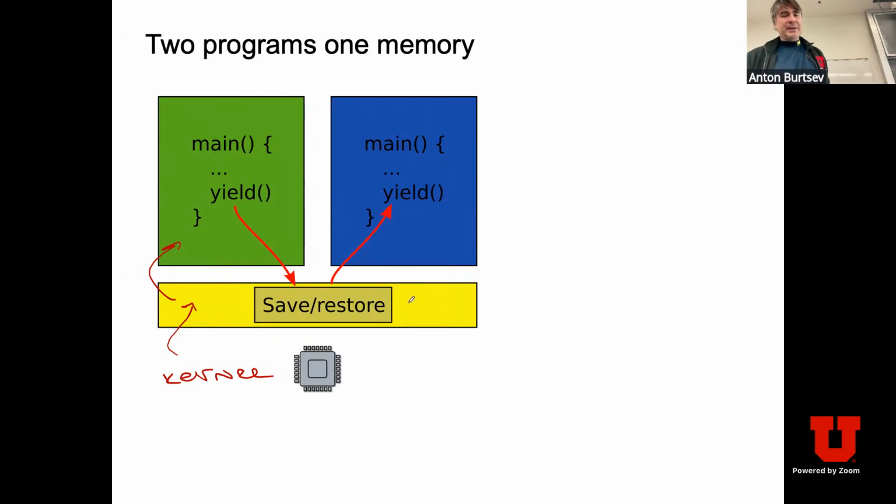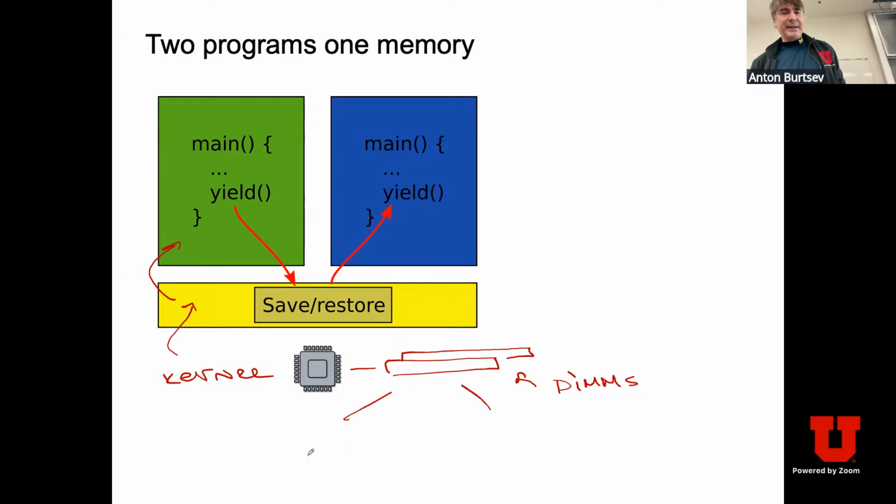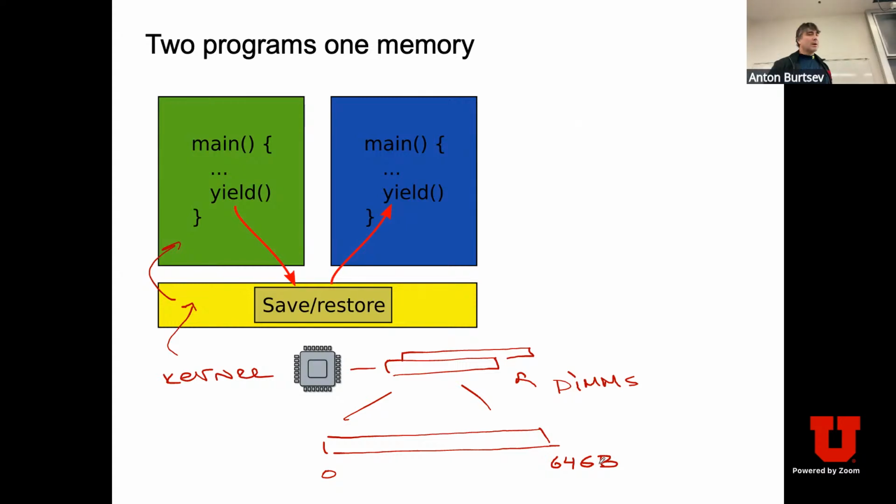We have a question here. So in the end, when you have a CPU, you have one physical memory, right? You have multiple DIMMs, which you plug on a memory bus, but they provide an abstraction of a single physical address space. It starts from 0, goes to 64 gigabytes, for example. How can we run multiple programs on one single memory? What can be an idea? How can we do this trick?